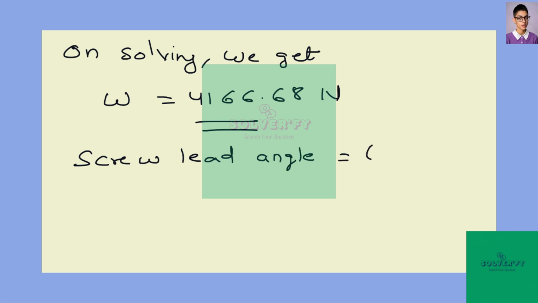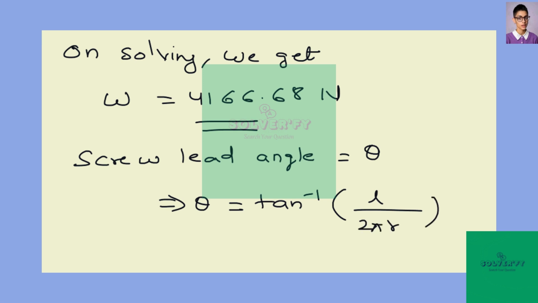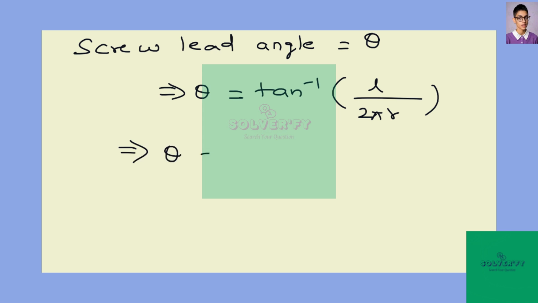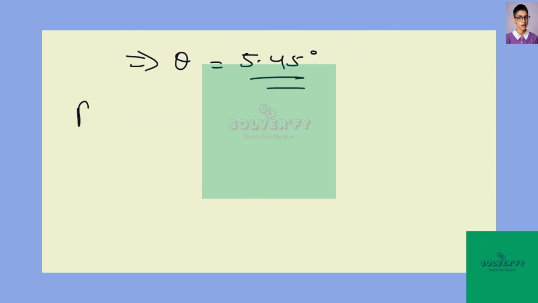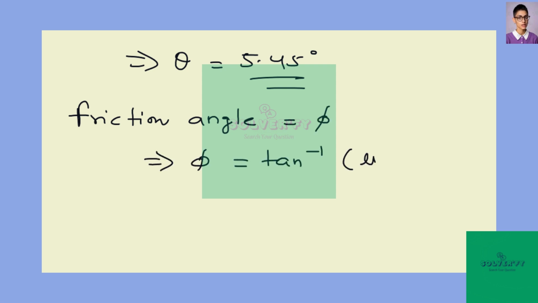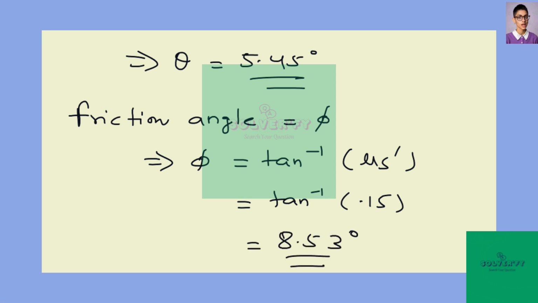Now screw lead angle is equal to theta. So theta is equal to tan inverse L by 2 pi r. Now we can get the value of theta by putting the value of L and r in this equation. So theta is coming as 5.45 degree. Now going ahead, friction angle is equal to phi, and phi is equal to tan inverse mu s dash. So putting the value of mu s dash here, we get phi is equal to 8.53 degree.